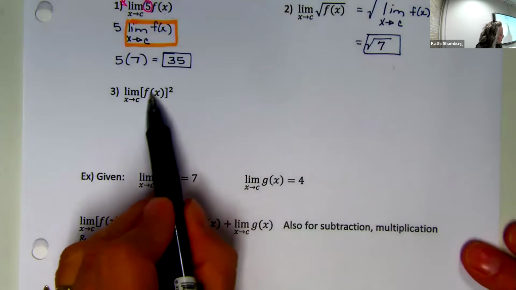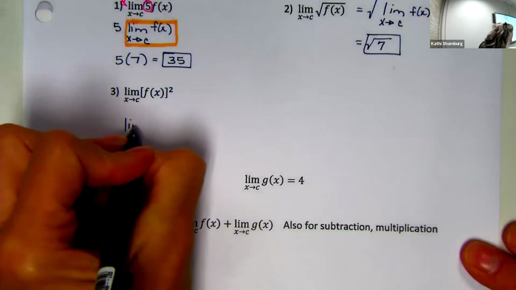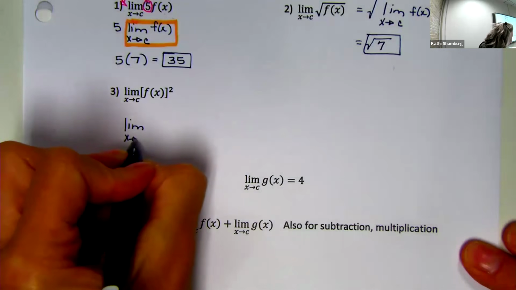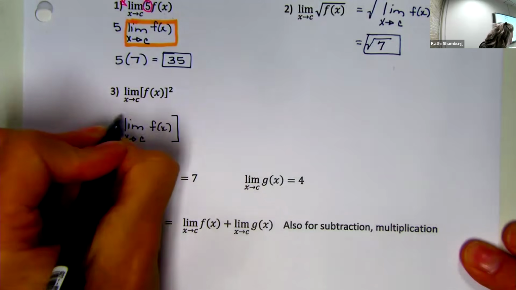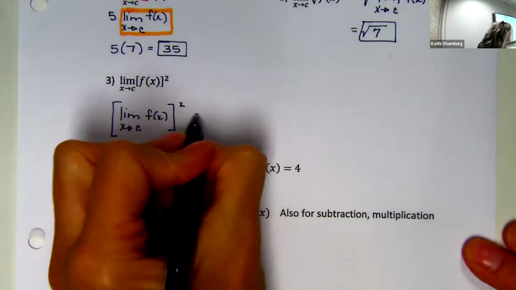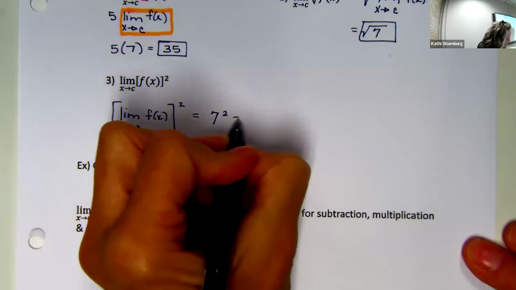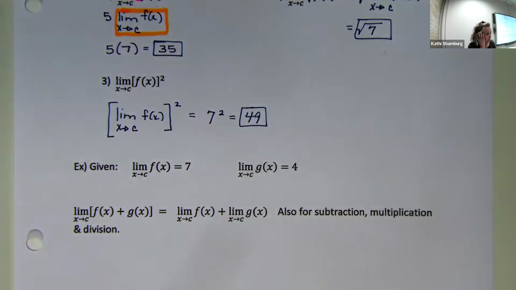Here, if that is squared, you can actually rewrite it as the limit as x approaches c of f at x, squared. They gave me that as 7, so this is 7 squared or 49. That's just some additional properties.